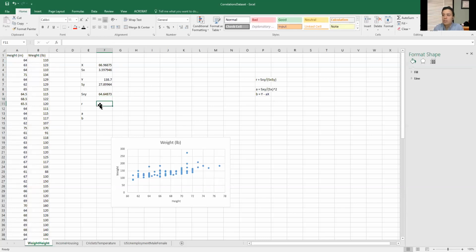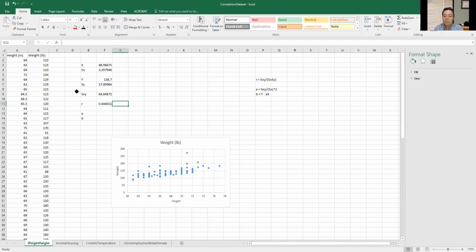That means that R is going to be equal to the covariance divided by, in brackets, Sx times Sy over here. Okay, so I have a correlation of 0.644. Now this is the long way, but this is the way that allows me to remind you of all of these formulas that you already knew.